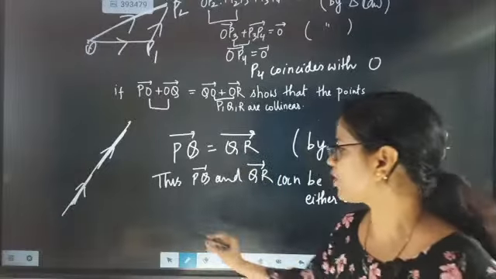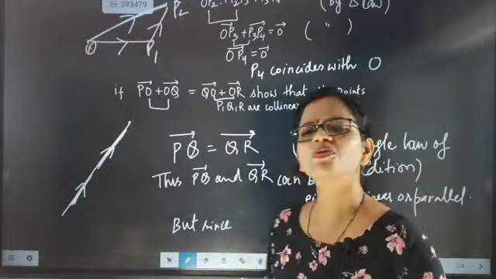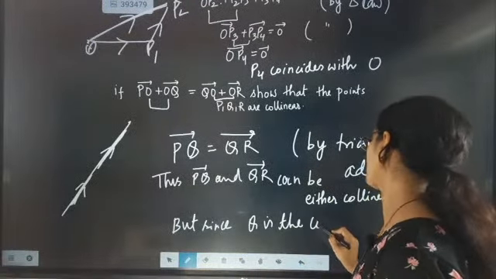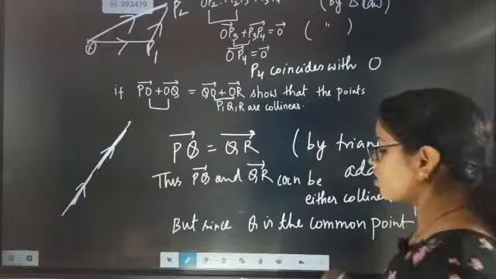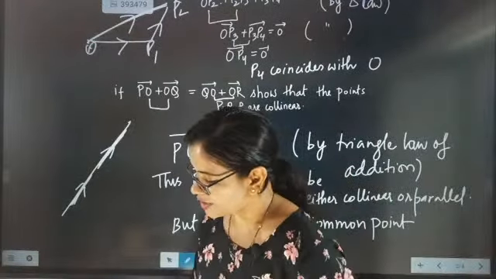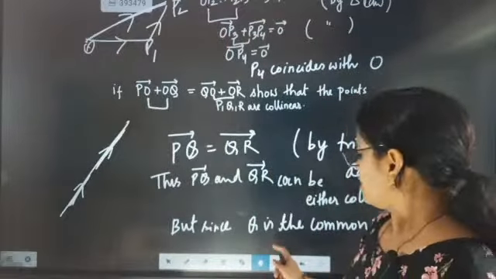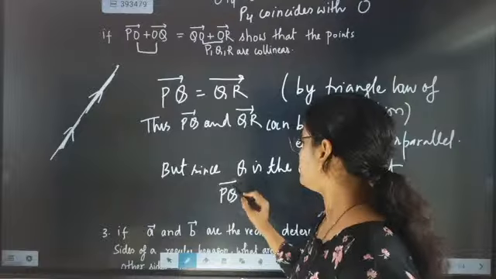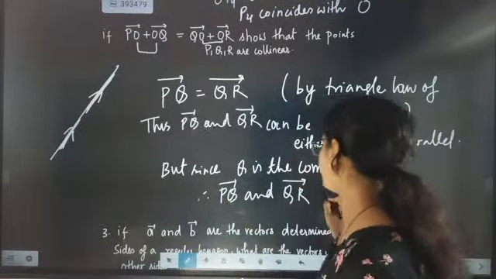Q is the common point, in simple words we write Q is the common point. So since Q is the common point, therefore we can say that PQ vector and QR vector are collinear.